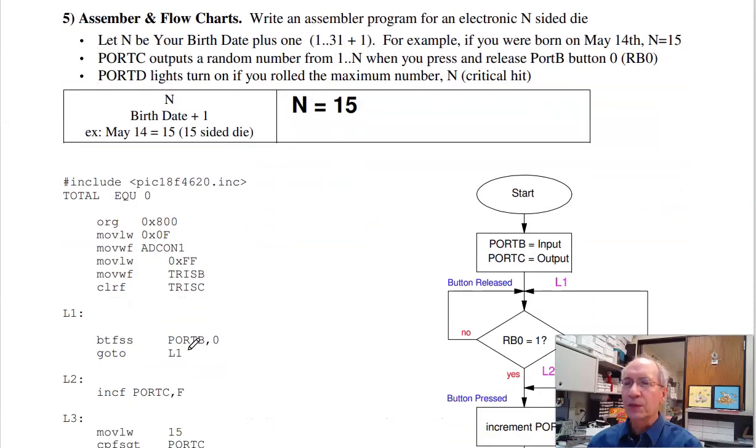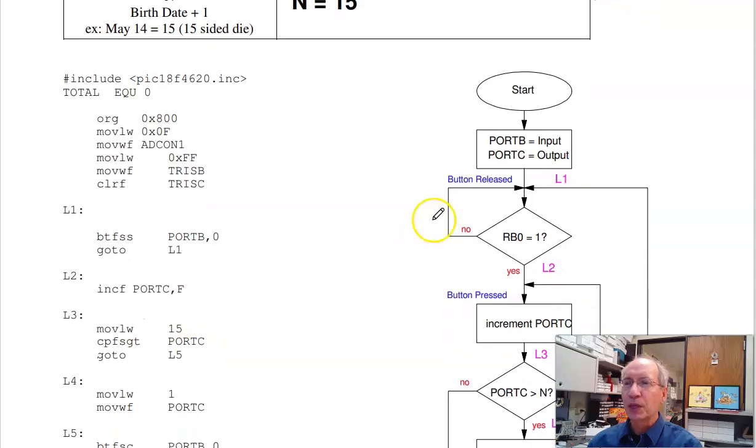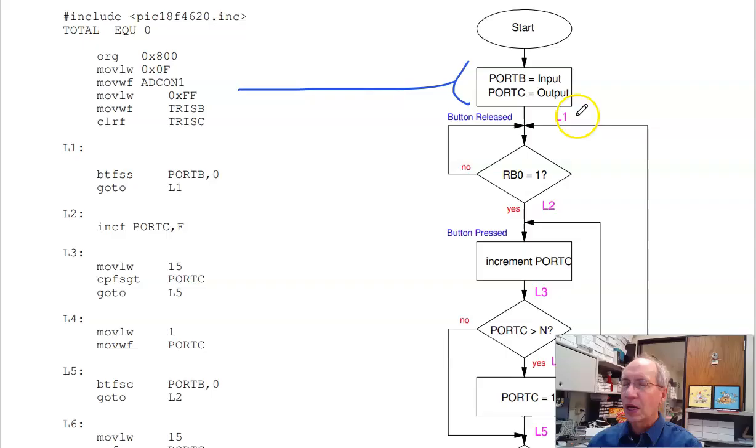And finally, convert the flowchart to assembly. This goes block by block. To make port B input, I write FF to tris B. To make port C output, I write 0 to tris C. I'm going to put labels at each block to help with the code.